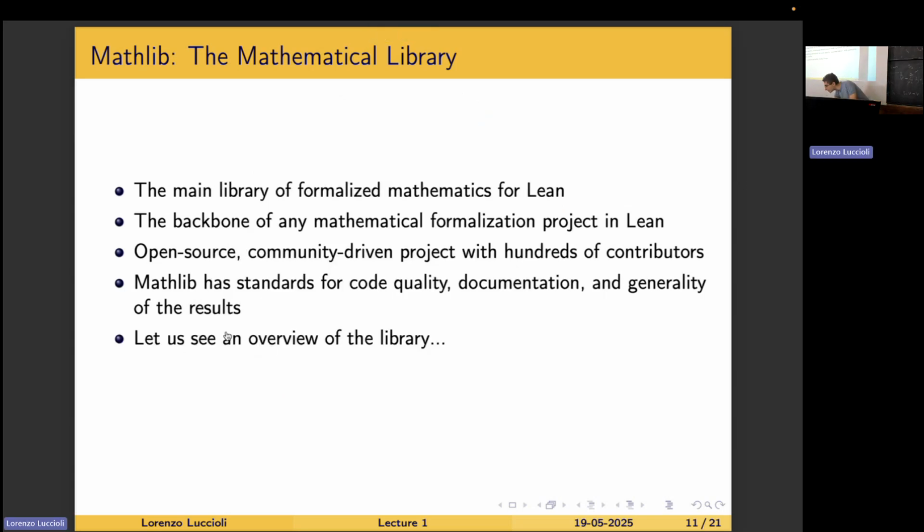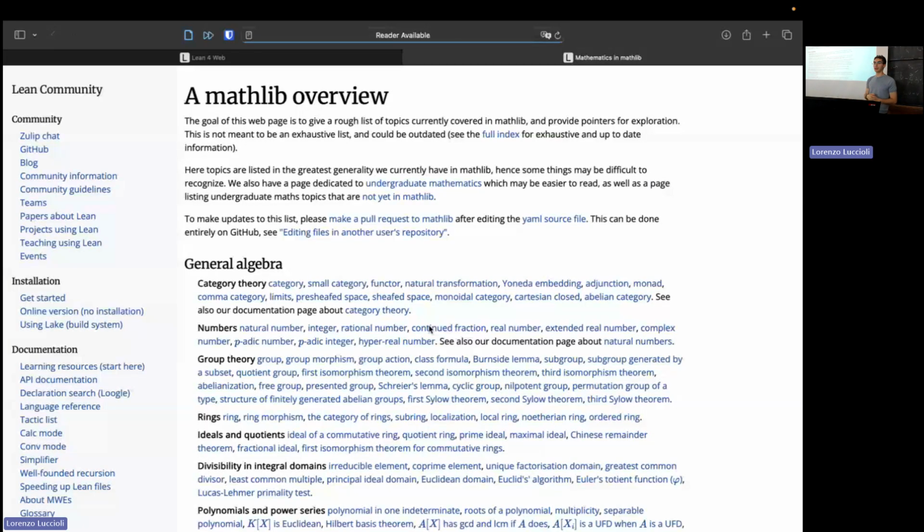Let's have a quick look at what's in the library. That's the Lean community website. It's a very useful place if you need anything about Lean; most things about Lean are here. One of the pages is this Mathlib overview. Don't trust it to see if your favorite result is in there, because it may be in Mathlib but not listed here. That's just a very high-level overview, not updated every day.